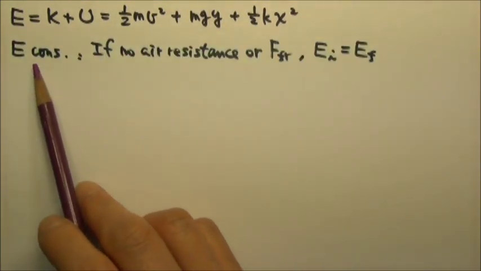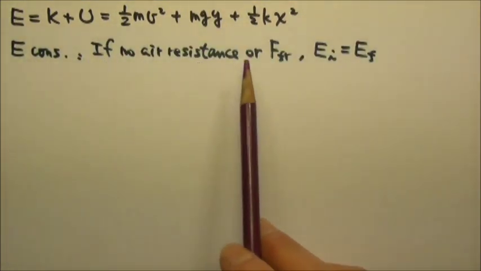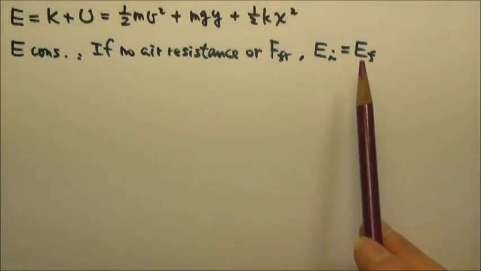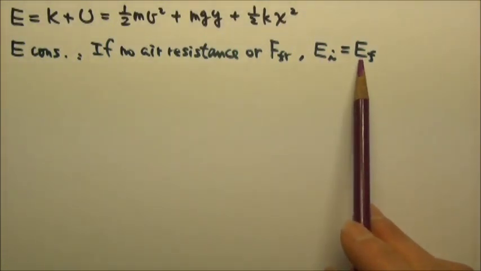In an energy conservation problem, if there's no air resistance or friction to take energy away, that means the total mechanical energy is conserved.